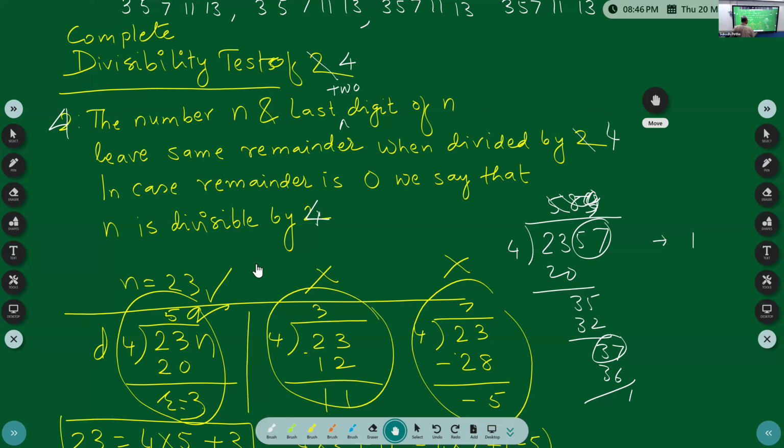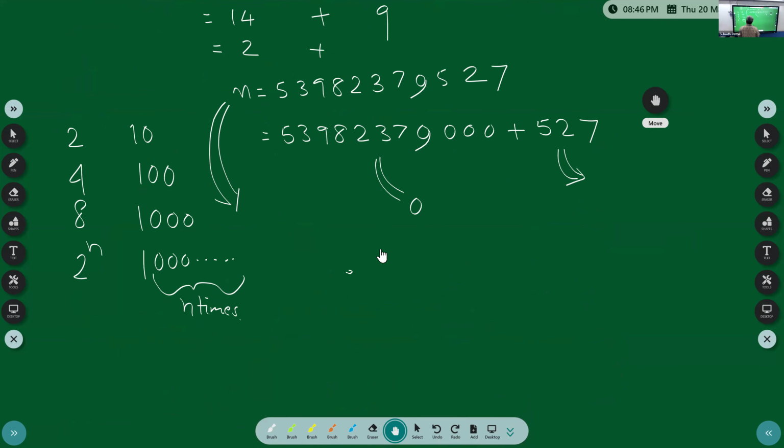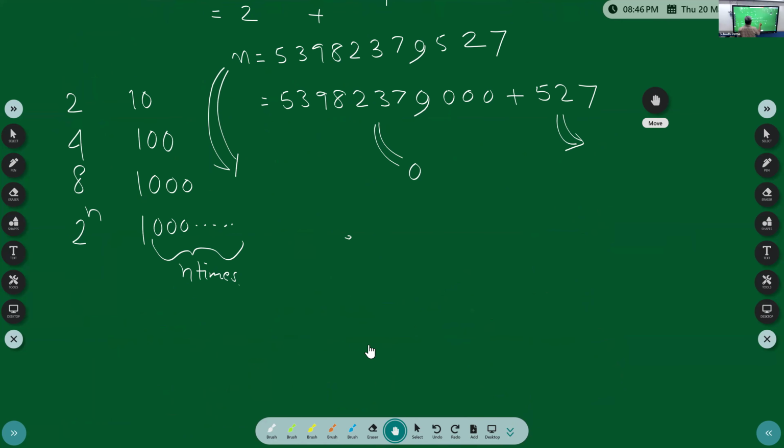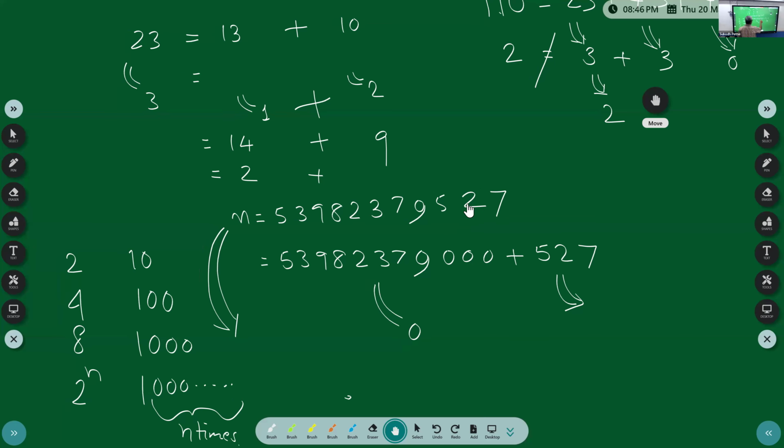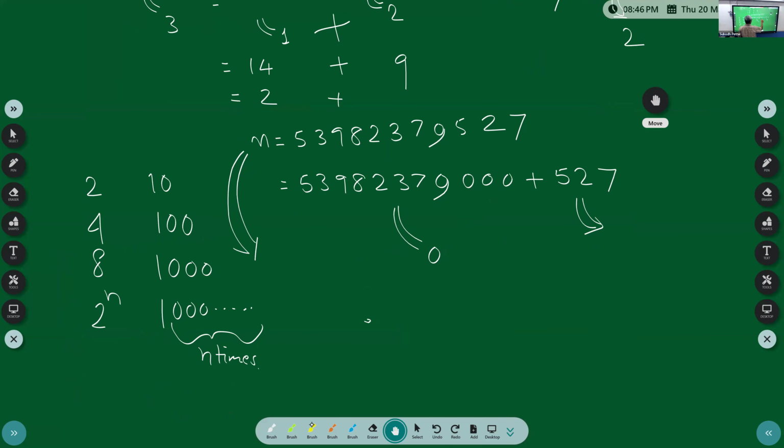What is our logic for these tests? Why are they working? What is the logic for the divisibility test of 8? Last 3 digits. 8 is 2 raised to 3. The rest of the big number is anyway divisible, and what remains is the last 3 digits. That is our logic here.